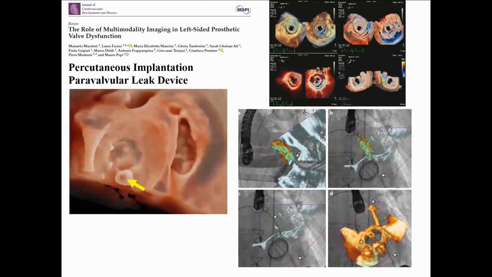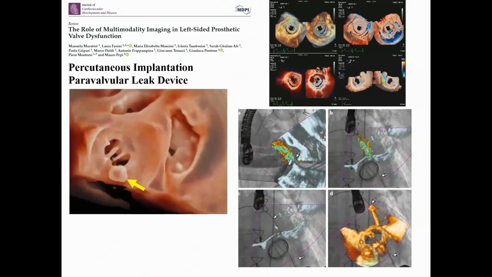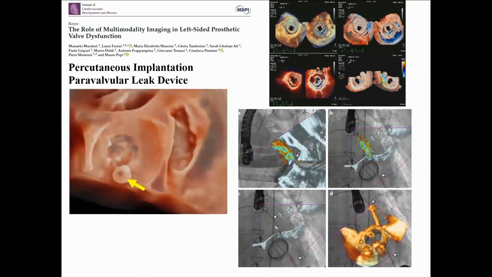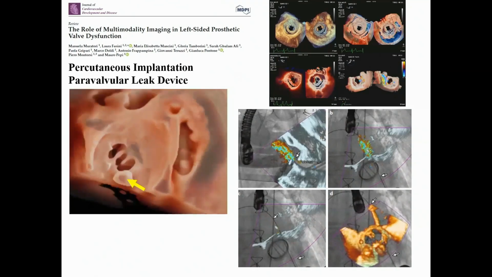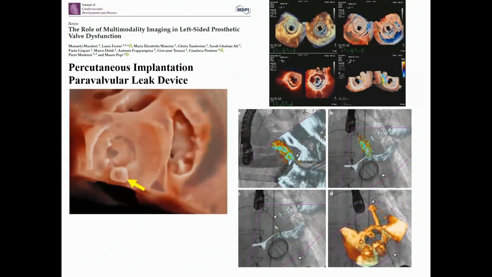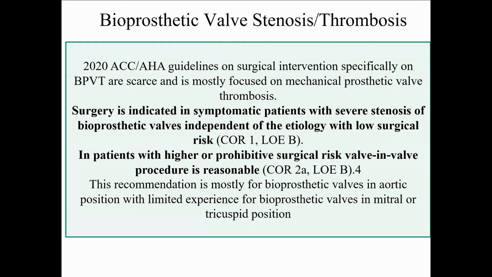And finally, I can go into detail, but obviously percutaneous implantation of a paravalvular leak device is very, very useful in some cases, and the monitoring with all our methods, and particularly TOE, is particularly important.